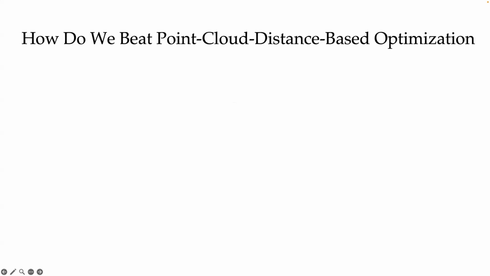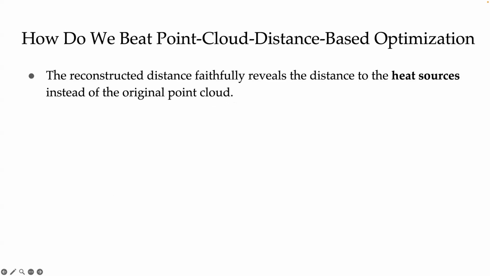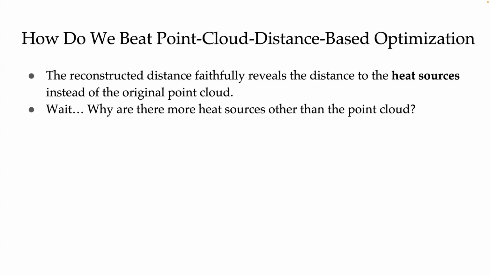Since our method guarantees convergence to the true distance function, we can beat the first candidate. But the next question is, how do we beat the point cloud distance-based optimization? The reconstructed distance should reflect the distance to the heat sources, not just the original point cloud. This is a key detail that many previous methods overlook. In our simulation, we model the distance to the heat sources only. So why are there more heat sources than just the point cloud?